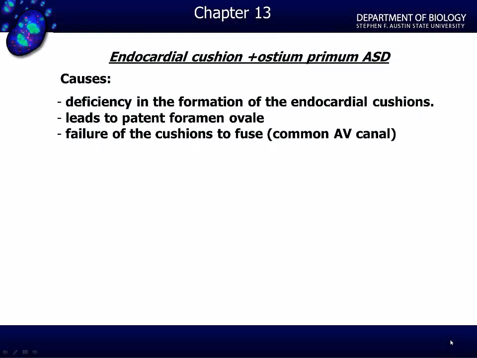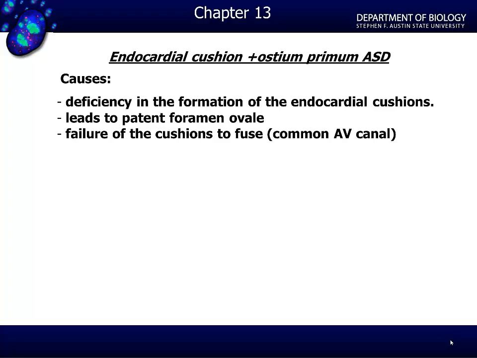The next type of defect that we see in the atrium are going to be caused by problems with the endocardial cushions. And endocardial cushions are going to contribute much tissue to the closure of the ostium primum, as well as to portions of the ventricle, the medial flaps of our AV valves. And so in this particular case, we link together endocardial cushion defects and ostium primum atrial septal defects.